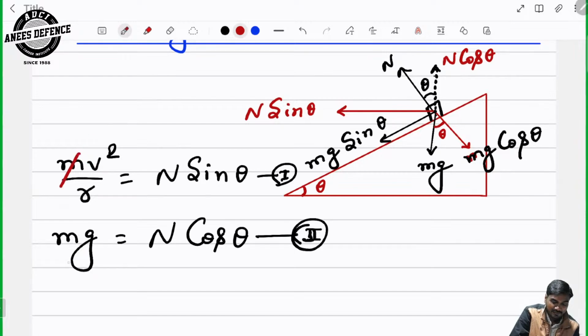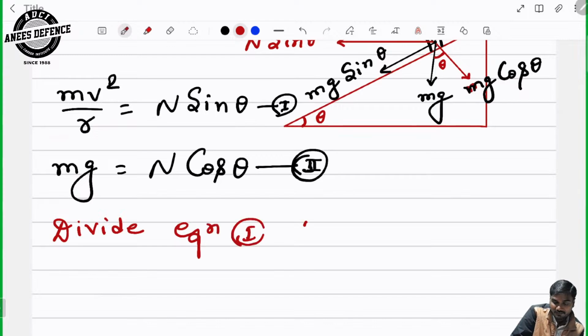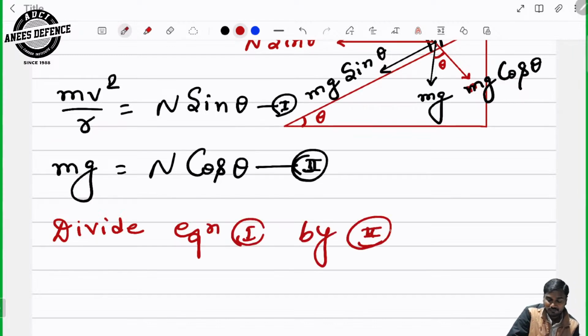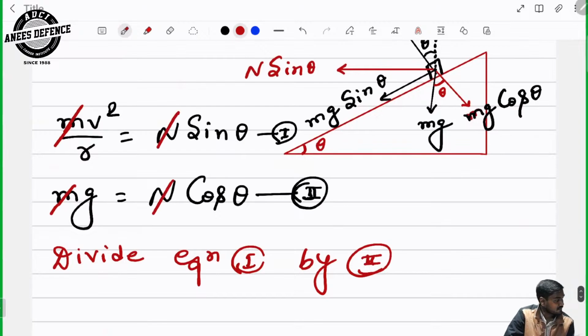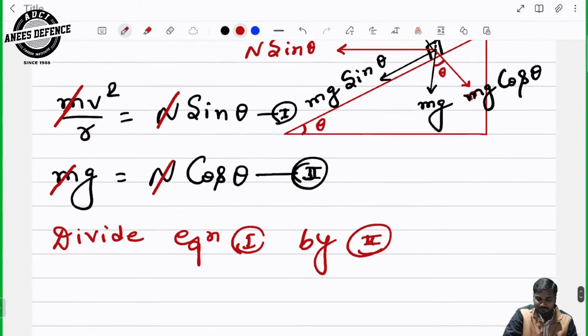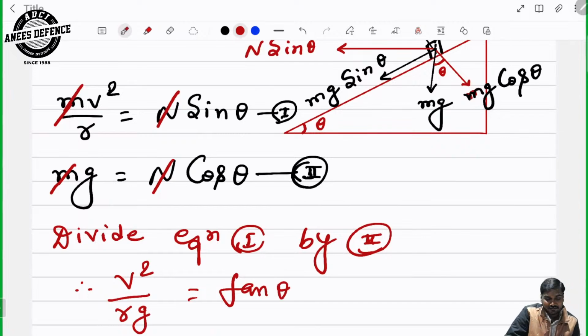Mass cancels. Write down here first. Divide equation 1 by equation 2. Mass cancels, normal reaction cancels. Sin theta by cos theta is tan theta. So v square upon rg is equal to tan theta.